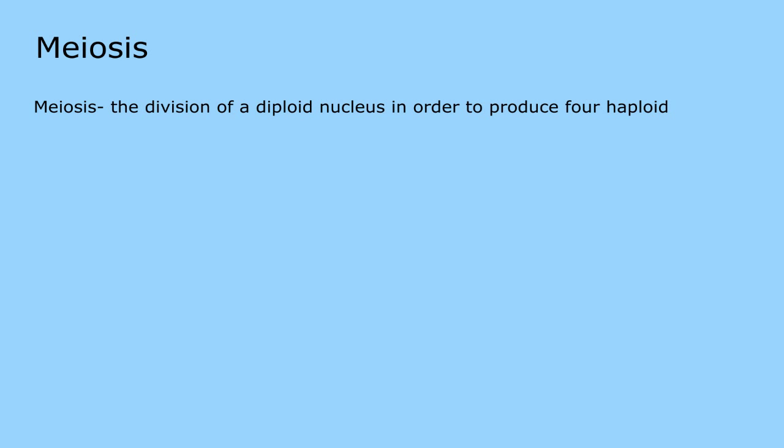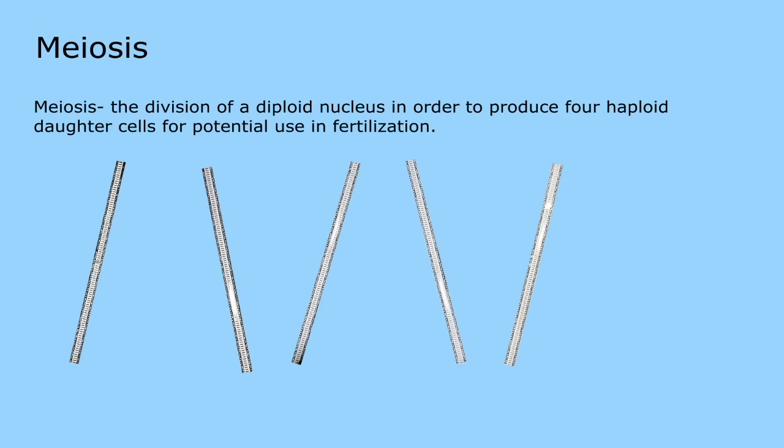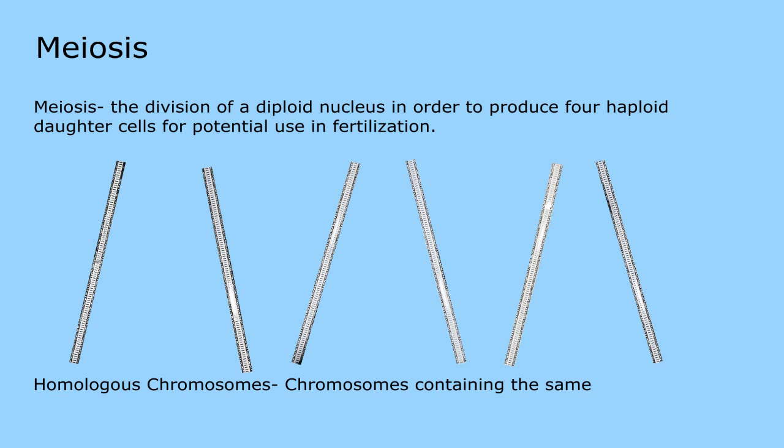Before we begin, let's define some terminology. Meiosis is a division of a diploid nucleus in order to produce 4 haploid daughter cells for potential use in fertilization. Before meiosis can begin, the DNA in the cellular nucleus must form itself into multiple sets of homologous chromosomes. Homologous chromosomes contain identical or almost identical, as we shall later see, information to each other.